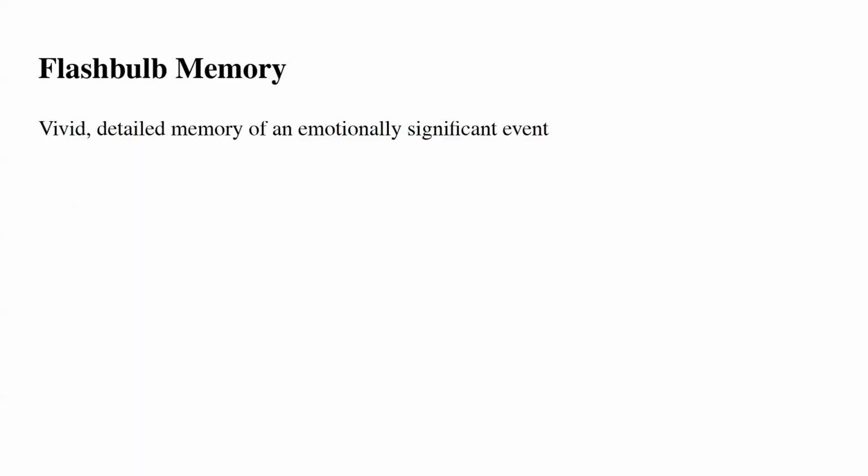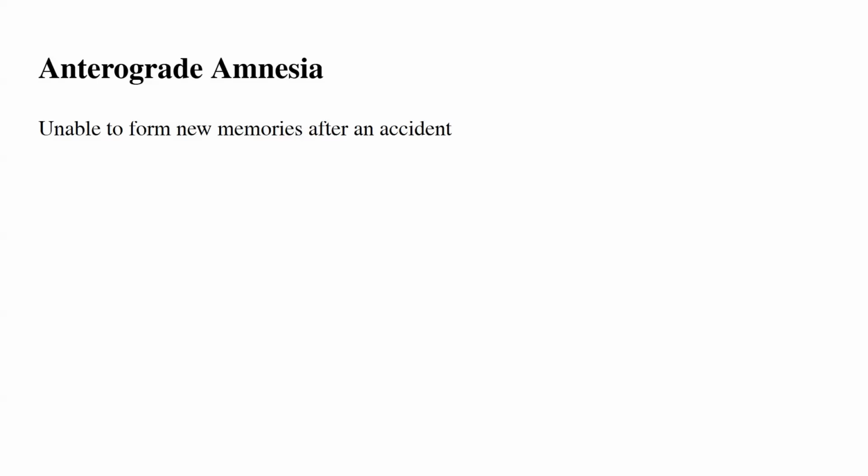Flashbulb memory is the vivid, detailed memory of an emotionally significant event. Retrograde amnesia is being unable to remember past memories before an accident. Anterograde amnesia is being unable to form new memories after an accident. Infantile amnesia is being unable to remember childhood events, such as ages 3 to 4.